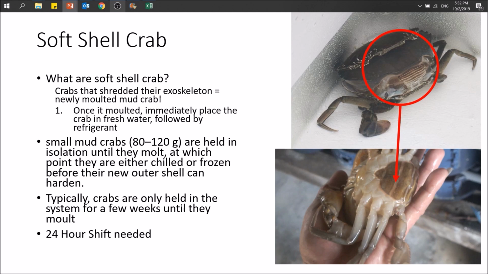The problem with this kind of production system is that you have to harvest them when they molt. Hence, you're going to require a 24-hour shift for morning and nighttime monitoring. A morning crew will be in charge of feeding and cleaning up the boxes, and the night crew will be more in charge of monitoring for any crabs that have molted and placing them into the freezer.